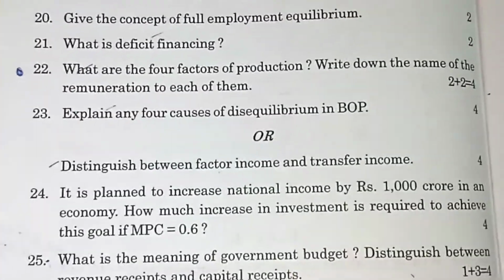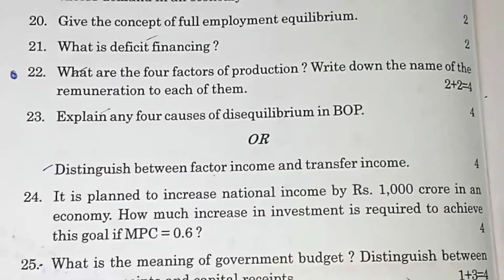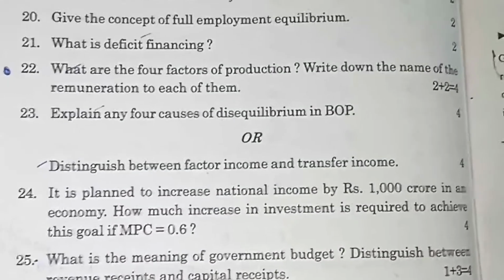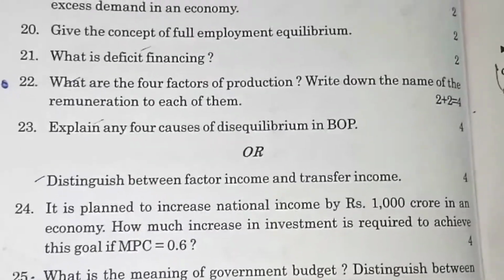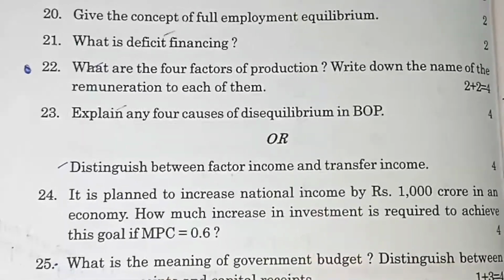And what are the four factors of production? Land, labor, capital, and organization. Write down the name of the remuneration to each of them. The compensation of employees and operating surplus is the answer.